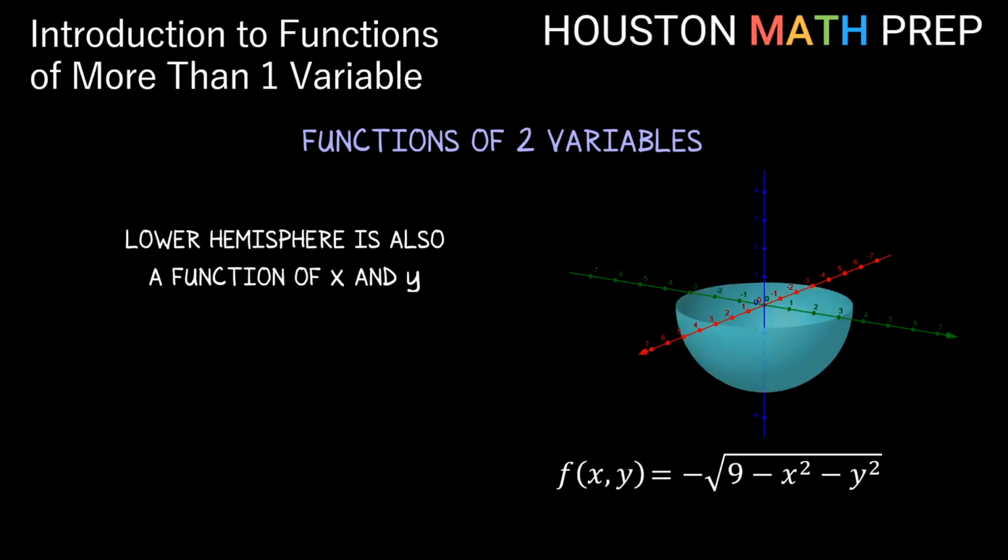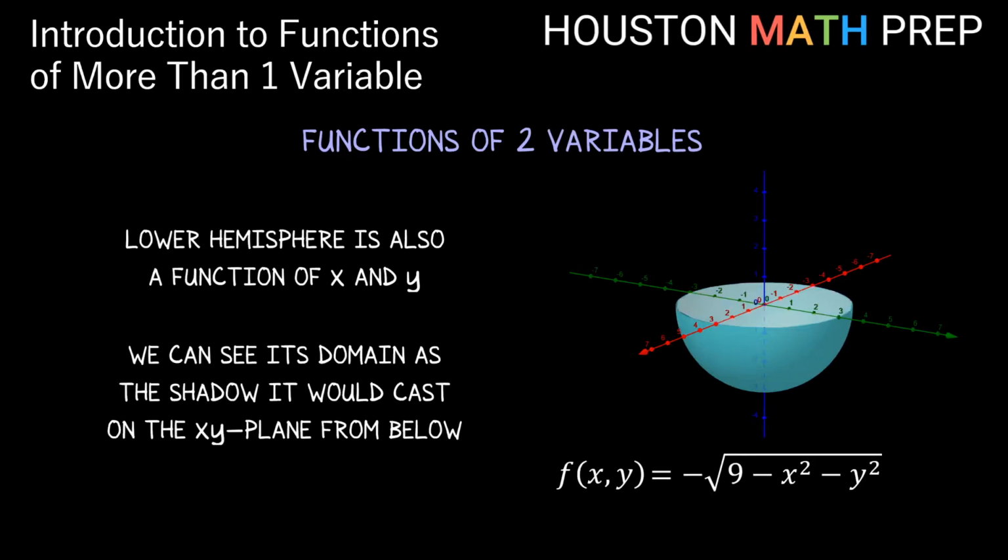We can see a similar thing with the negative case of our plus minus situation here. This time the graph is a lower hemisphere, so the bottom half of our sphere. You can see this is going to pass our vertical line test in R3. Visualizing domain here, this function actually has the same domain as the upper hemisphere, since we're dealing with the same formula under the square root.